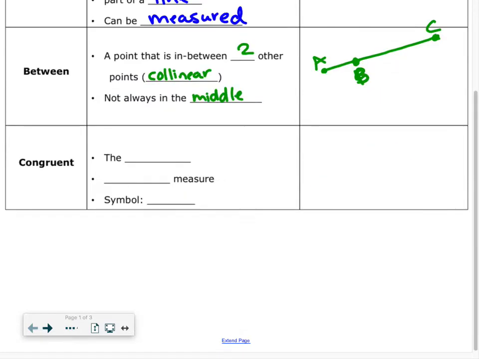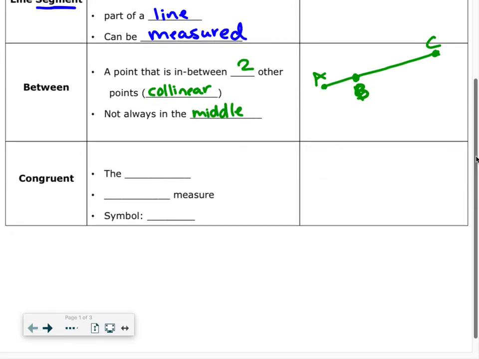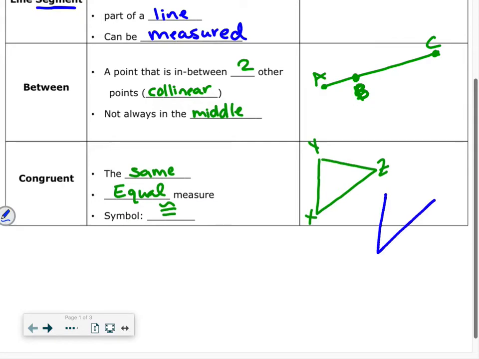Congruent, the symbol, is an equal sign with a line above it. It basically just means the same or equal measure. We just use this symbol in geometry when we're talking about the measures of angles or the measures of segments. So for example, if I have a triangle, X, Y, Z, and I have another triangle, I'll try to draw it exactly the same, not quite, A, B, and C.